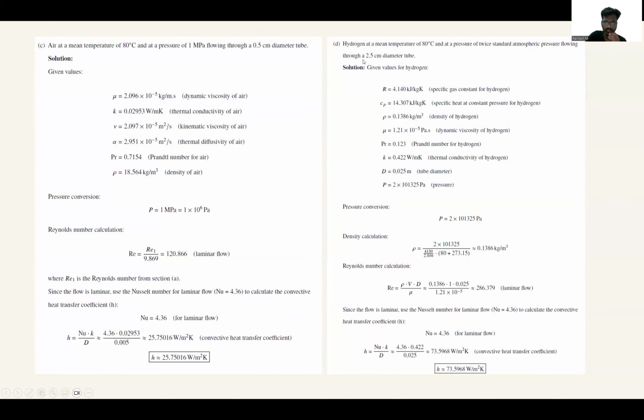For subsection D, the fluid is changed to hydrogen at 80 degrees Celsius. These values are taken from the internet, and based on these values, the calculations are carried out. I calculate the density, and from this density I get the Reynolds number. For this Reynolds number, I have calculated the heat transfer coefficient, which is coming around 73.5 watts per meter square Kelvin.